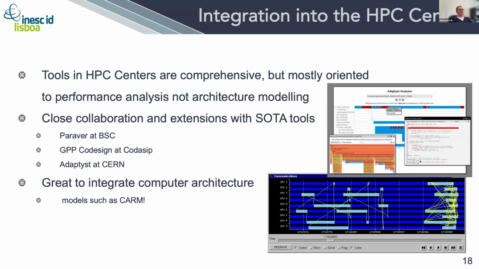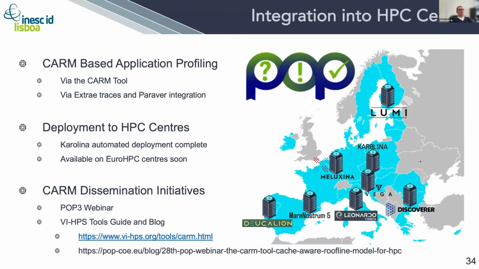Because of those reasons, we have a very close collaboration and extension with many state-of-the-art tools, some of which had very deep coverage during this workshop, which are part of our team at BSC. Then we work with CODA-SIP on GPP co-design in the scope of the DARE project, and with certain folks we also work on their adaptive performance modeling tool. In the scope of the POP3 project, it was actually one of the places where the CARM tool was born and then very well developed.